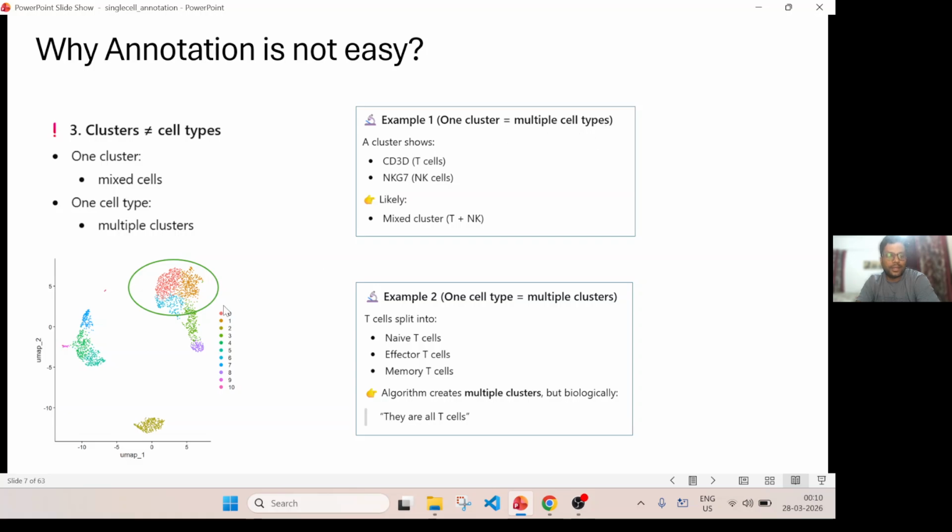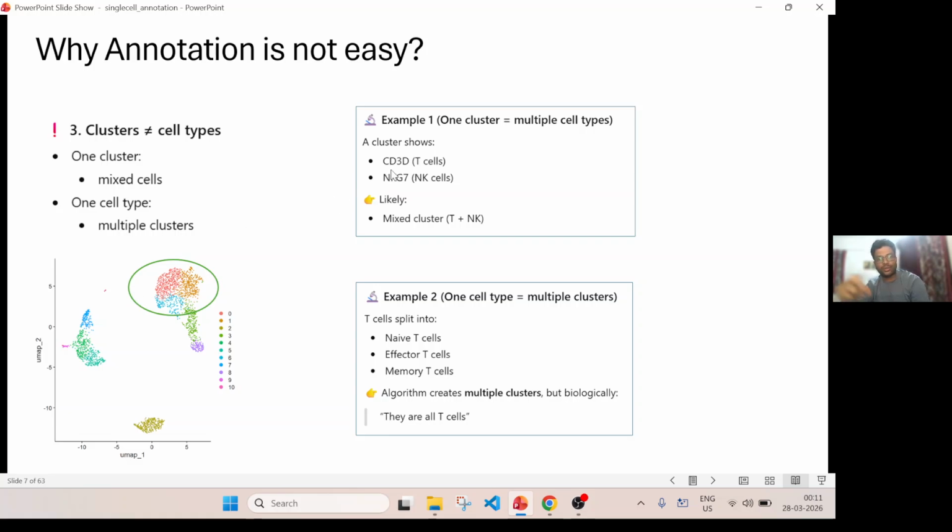For example, in this cluster you may see an expression of, let's say, CD3D, as well as the expression of this other gene. So it can happen that you see it is a T cell as well as an NK cell. This is a kind of mixed cluster, because your gene expression profiles are so close that the algorithm is not able to differentiate them properly. That's why you get one single cluster, let's say cluster 0, but within that cluster, when you look at the markers, you will see that both these genes are expressed.